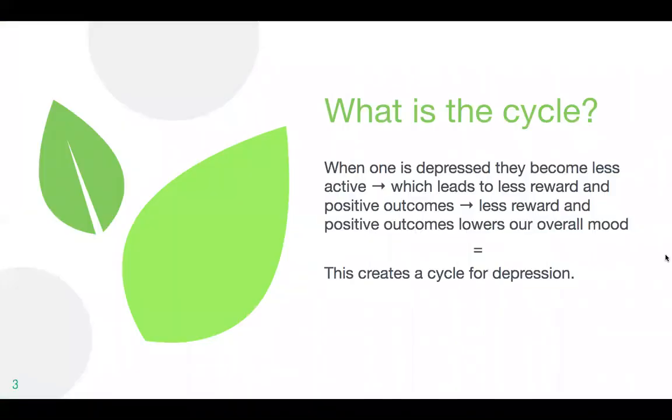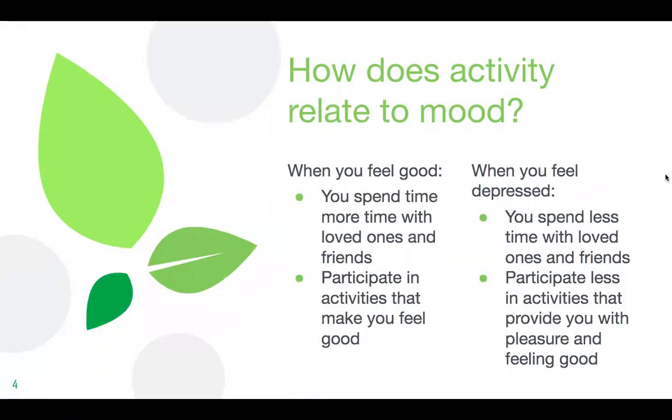So what is the cycle that I'm talking about? When one is depressed, they become less active. This leads to less rewards and less positive outcomes. Less rewards and positive outcomes lowers your overall mood. This creates the cycle for depression. So the key to understanding this technique is to understand how your activity relates to your mood.